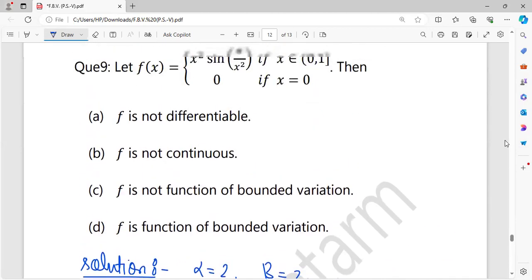I am repeating this question because I am using the short technique to solve it. By this technique it is simple to evaluate this question in half a second, or maybe 10 or 15 seconds. So F is a function of bounded variation. Sorry, F is not a function of bounded variation. So option C is correct.